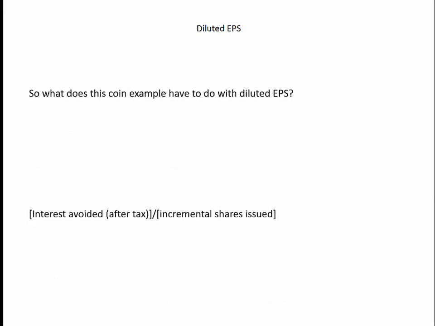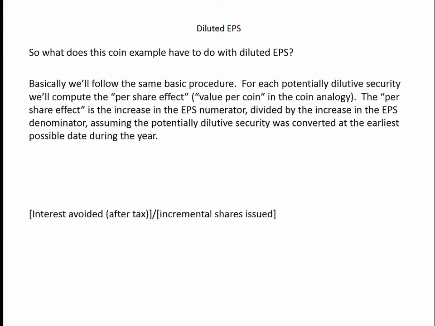So what does all this have to do with earnings per share? Basically, we're going to follow the exact same procedure. For each potentially dilutive security, whether convertible bonds, convertible preferred stock, options, or warrants, we're going to compute what's called the per share effect. That would be analogous to the value per coin in the coin analogy. The per share effect is the increase in the earnings per share numerator divided by the increase in the earnings per share denominator, assuming that the potentially dilutive security was converted or exercised at the earliest possible date during the year.